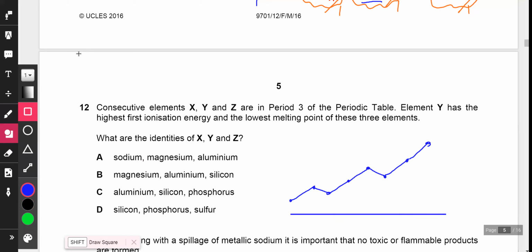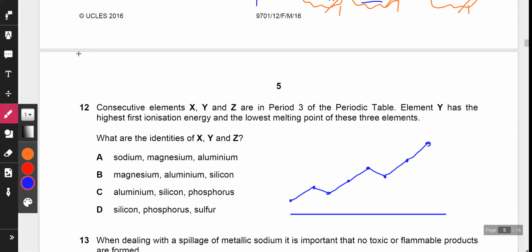What happens in period 3 is that moving to the right, why do the ionization energies keep on increasing? Because they have the same number of shells. Everything is the same, except that there are more and more protons across the period, and they increase. So there's more attraction, so it becomes more difficult to actually remove electrons. So ionization energy keeps on increasing, except for dips at 3 and 6.